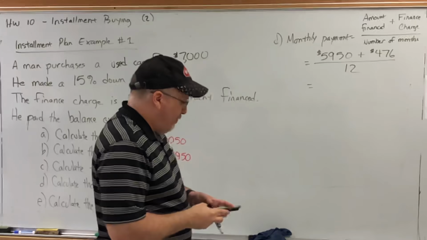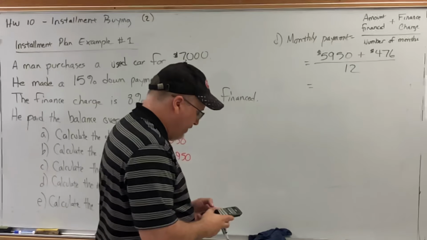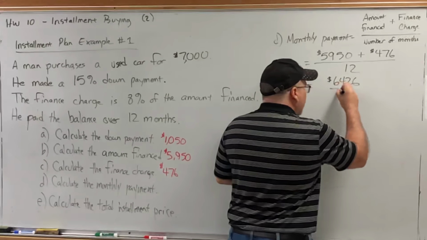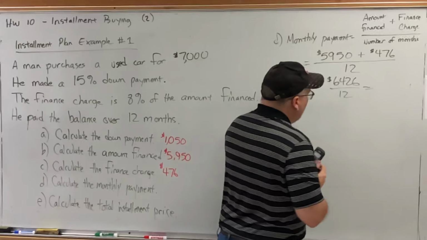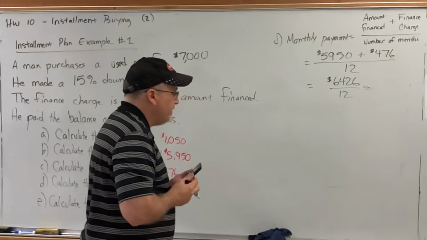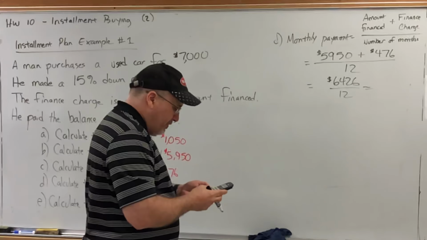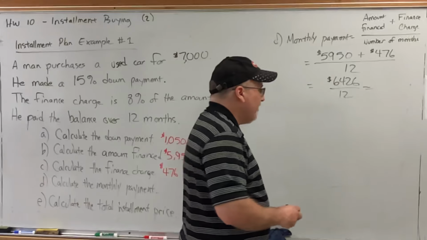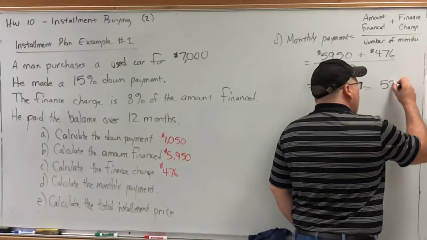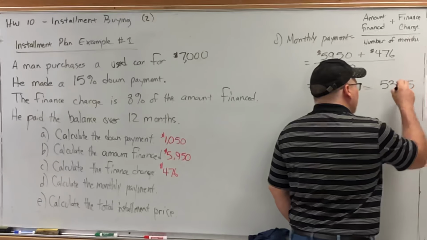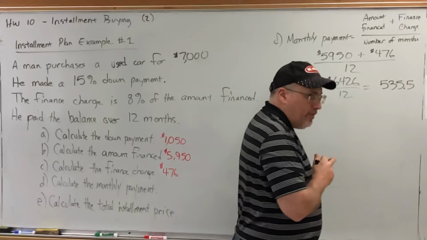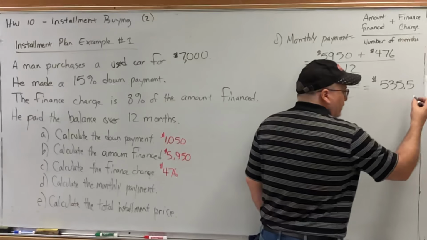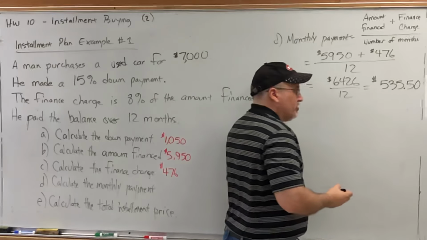So if we add the top, we get $6,426 divided by 12. I was going to say it's going to come out to be a repeating decimal, but it's not. It's 535.5, exactly, no rounding necessary. But this is a dollar amount, and as such, we should always write it to 2 decimal places, rounding if necessary. In this case, it's not necessary.